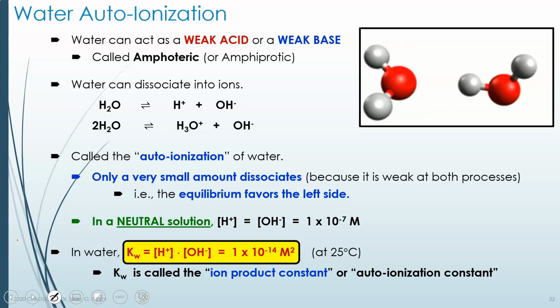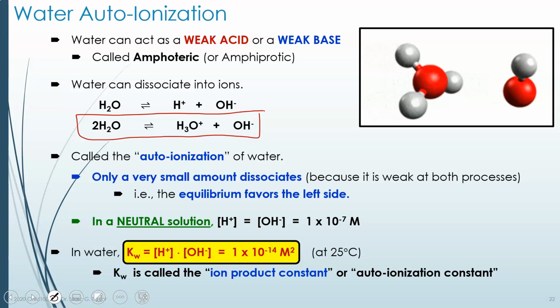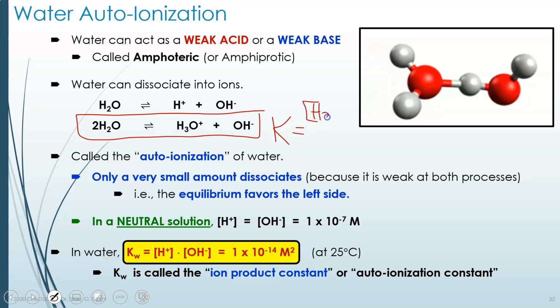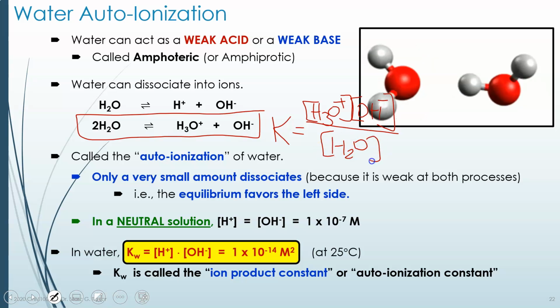So this equilibrium constant, and let me explain why I call this an equilibrium constant. Remember, we talked about equilibrium. Let's look at this reaction here. The equilibrium constant for water would be the concentration of the hydronium ion times the concentration of the hydroxide ion, divided by the concentration of water, and we have two of them, squared.